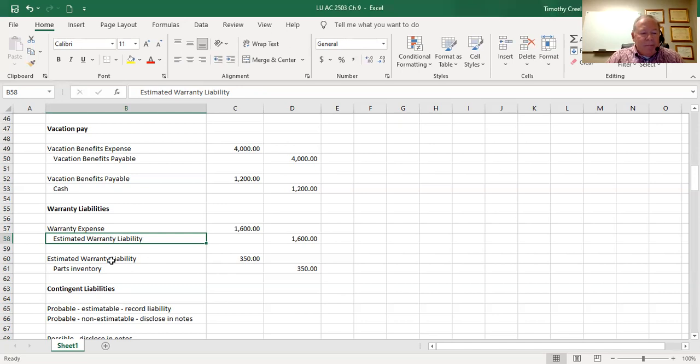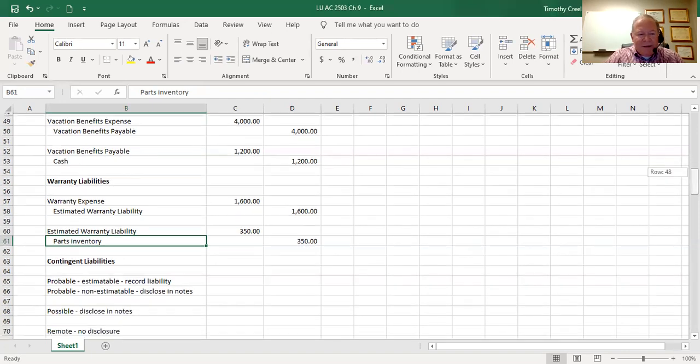Then whenever the customer comes in and their product needs to be fixed under warranty, they would take it out of the estimated warranty liability by debiting it, and they would credit whatever expense was related to that. If it would be parts that they had to replace or labor costs that they incurred, they would credit that in relation to the warranty liability. So again, set up the expense, estimate the liability. Whenever you actually have to fix the product, you take it out of the liability that you've set up for it. An estimated warranty liability would also be a current liability of a company.